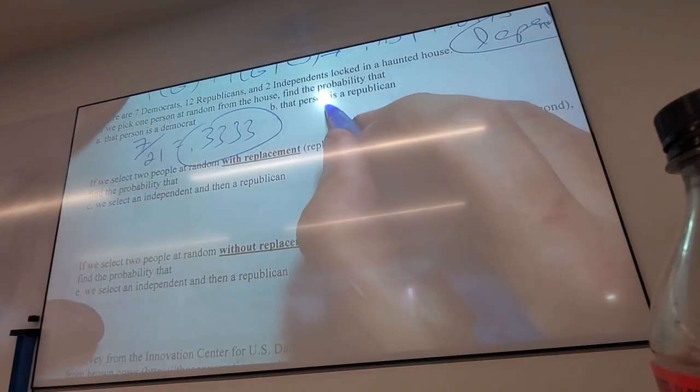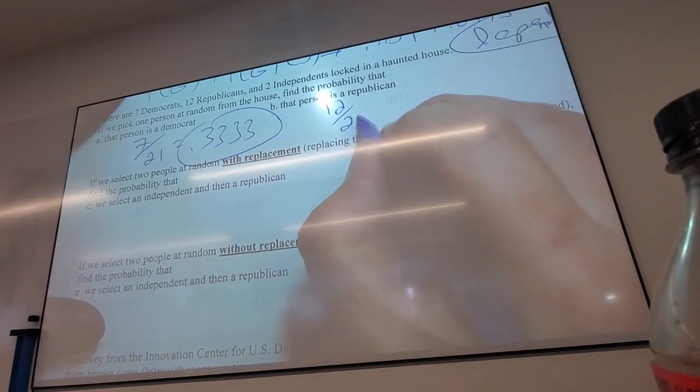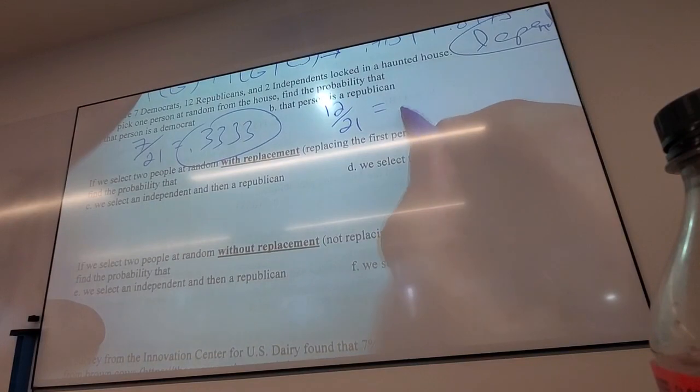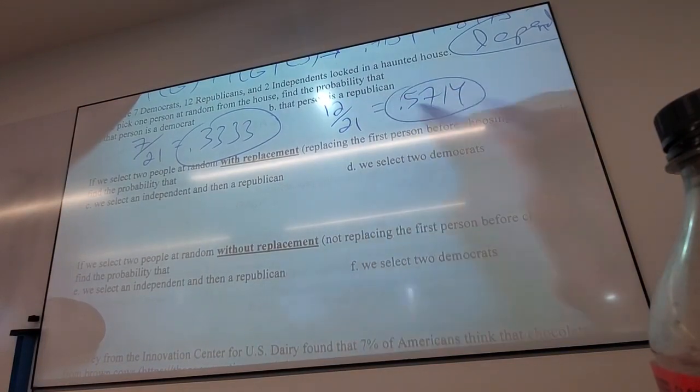Person is a Republican. 12 over 21. 12 over 21. 0.5714. Yeah. Okay.